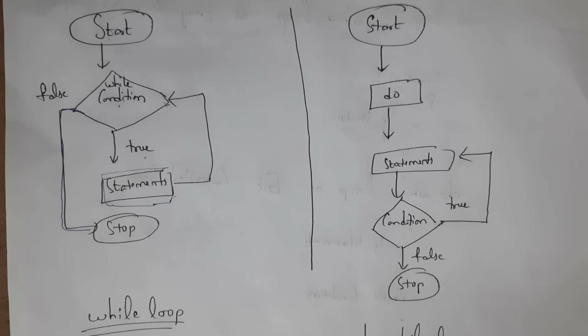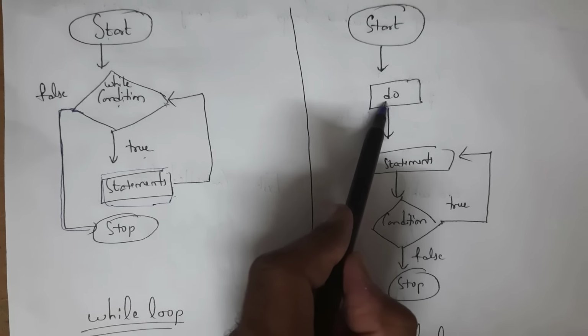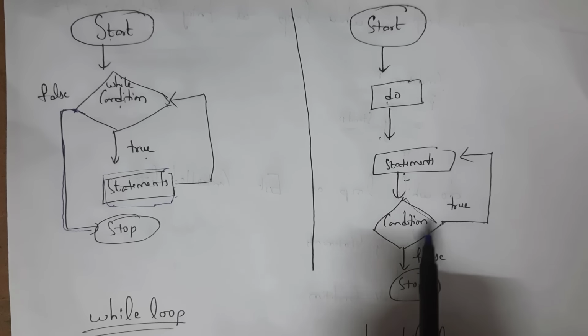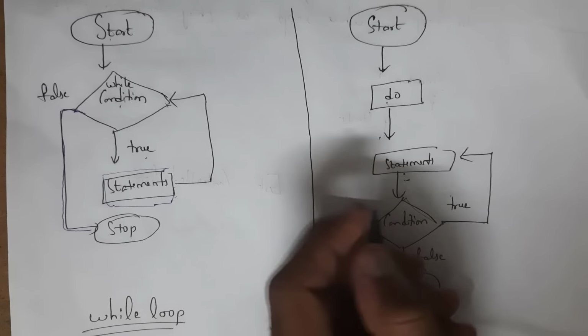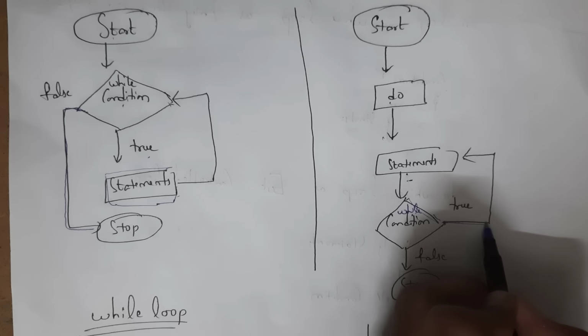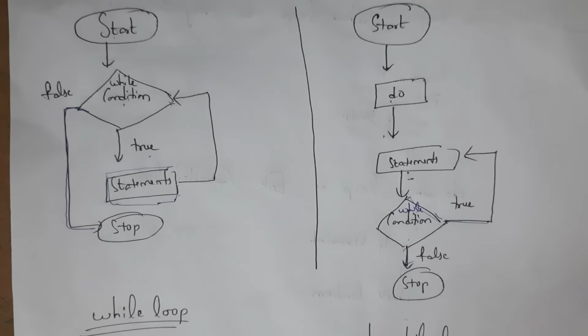Next I will explain the flowchart for the do while loop. At first you need to write do. Inside this do you need to give some statements, and these statements will be printed until the while condition is satisfied. Here you can give the while condition. Until this while condition is satisfied, whatever statements are present inside this do will be printed, and whenever the condition becomes false, it will stop this loop.